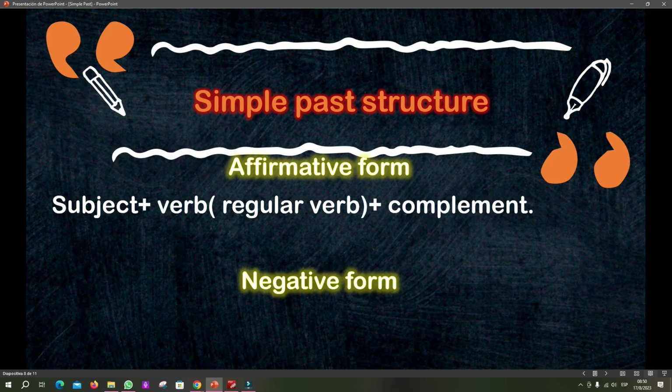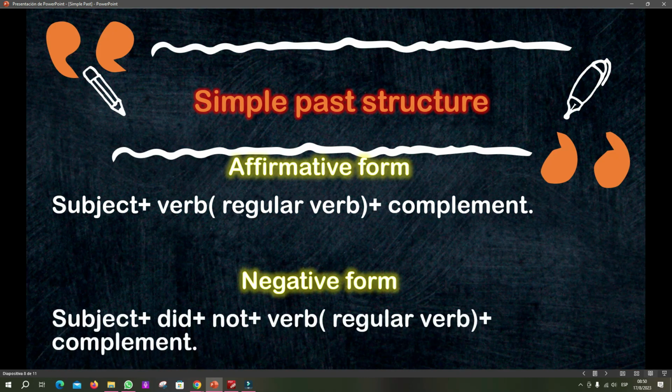Also, the negative form. First, you're going to have the subject, and in this case, we're going to use the auxiliary did. This is in past. We have do or does for simple present, and did, we're going to use it for the simple past. After did, we're going to use not, right? Plus the verb, regular verb, plus the complement. Okay? So, don't forget, did. That is for simple past.